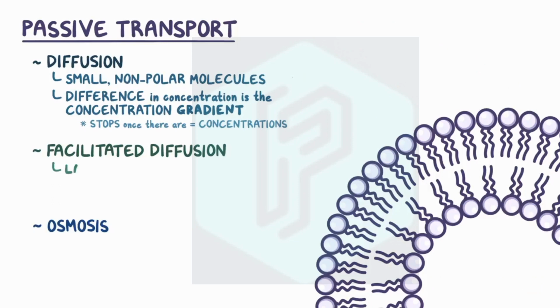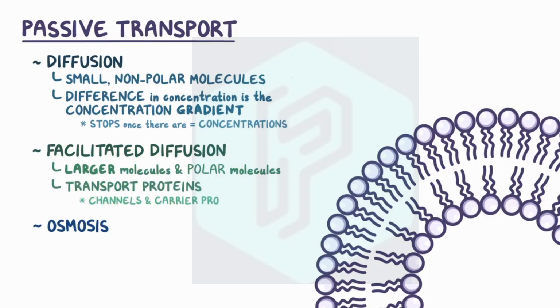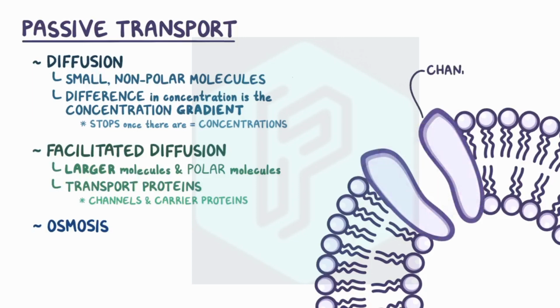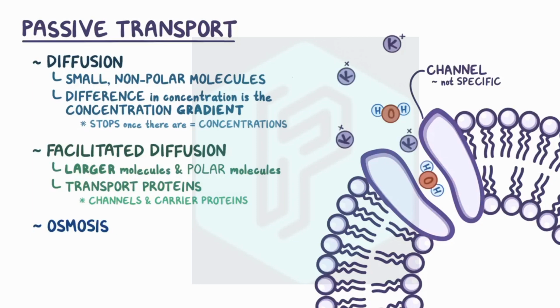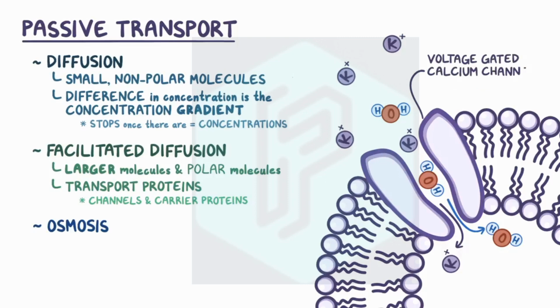Facilitated diffusion helps larger molecules and polar molecules move across the membrane. Facilitated diffusion uses transport proteins like channels and carrier proteins. Channels are not very specific, and they can open or close to allow water and small polar molecules, like ions, that are dissolved in it to pass through. These channels open in response to certain stimuli. For example, the voltage-gated calcium channels respond when the electrical charges on the two sides of the cell membrane change.